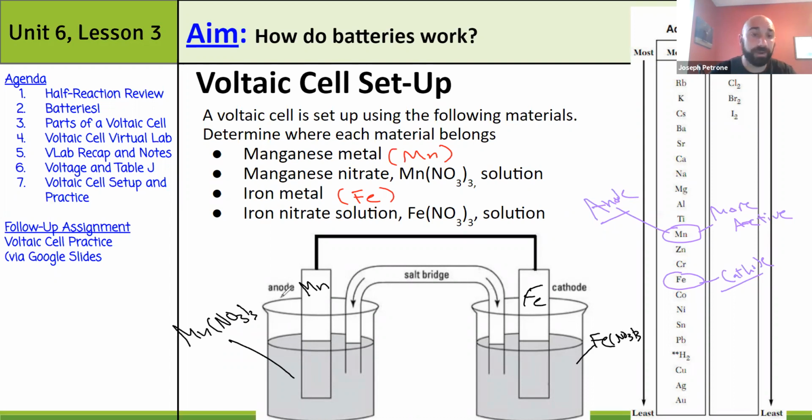So once again, anode is higher up on table J, cathode is lower. Manganese is higher than iron, so that is where each of these go because of that. And then the solutions must match to their metal. Okay. So now we have the setup done properly. Now we can see how chemically this actually works.